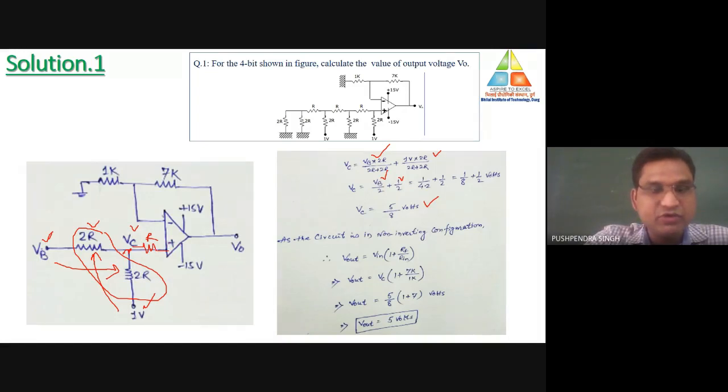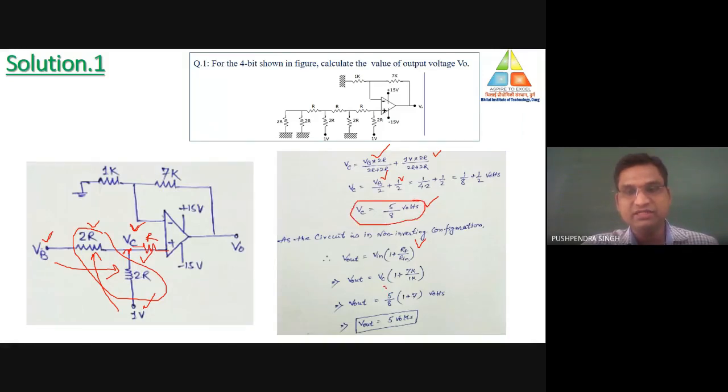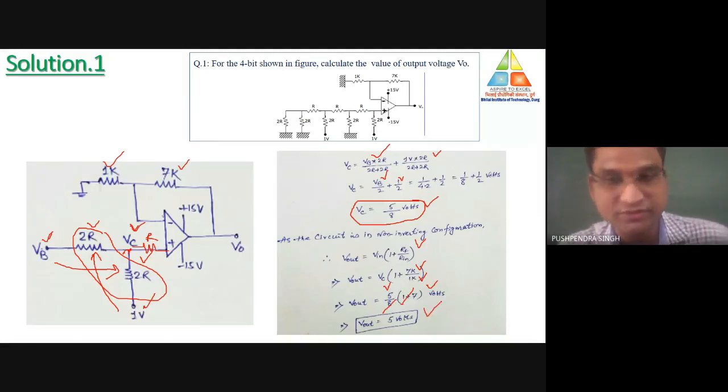So now the circuit is connected in a non-inverting configuration. Why? Because this input voltage source is connected to the positive terminal. The output of the non-inverting configuration op-amp is Vin times 1 plus Rf divided by Rn. Vin is what? Vin is Vc, and Vc we have calculated as 5 by 8. 1 plus Rf, Rf is 7K, Rn is 1K. 1 plus 7K divided by 1K is equal to 7 plus 1, which is 8. So 5 by 8 times 8, the 8 and 8 will cancel out. So the output is equal to 5 volt.